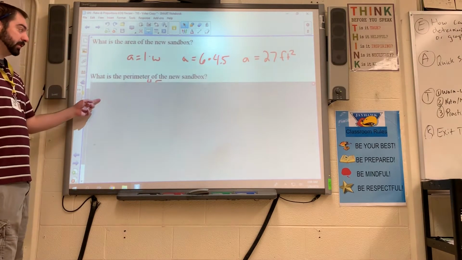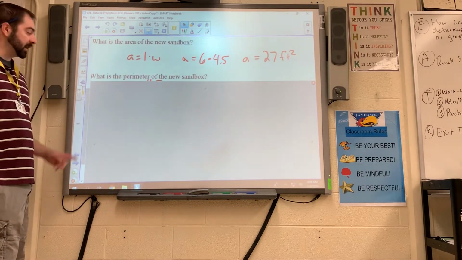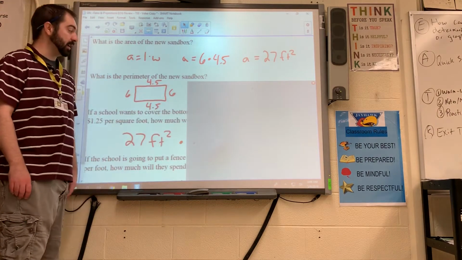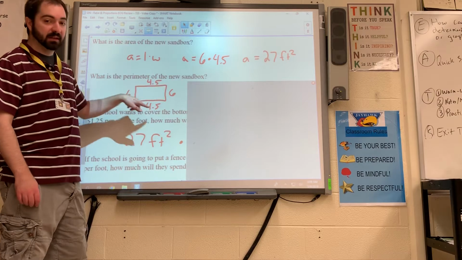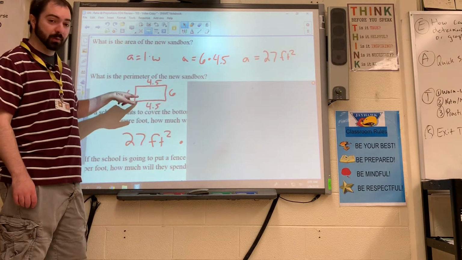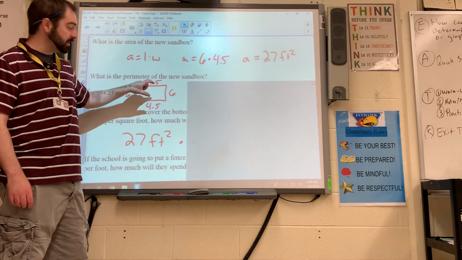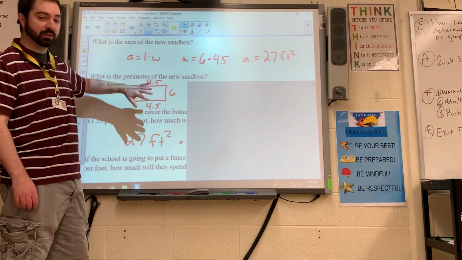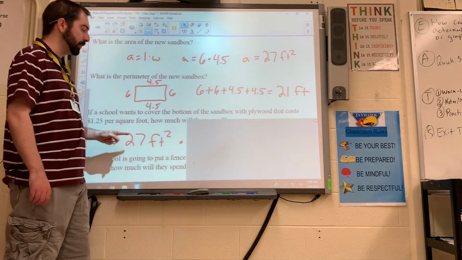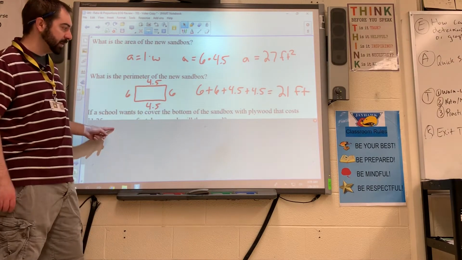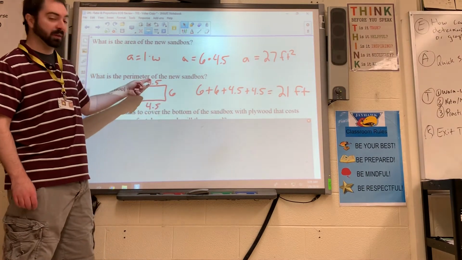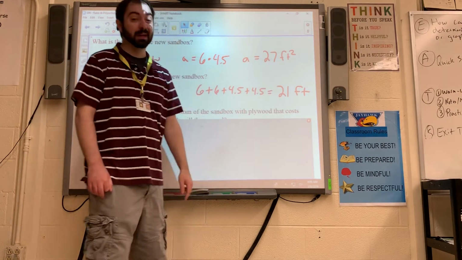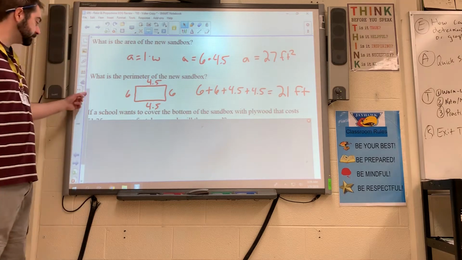Next one we're going to answer: what is the perimeter of the new sandbox? To help us out, I took that sandbox and redrew it. Remember, perimeter means the distance around the entire figure. We knew the new length and the new width, but perimeter isn't just those two sides. It's all 4 sides of the rectangle added together. So I labeled all 4 sides. Perimeter is the total distance around the figure, so 6 plus 6 plus 4.5 plus 4.5 means the perimeter of that new sandbox is 21 feet.